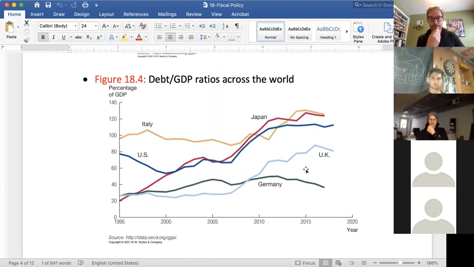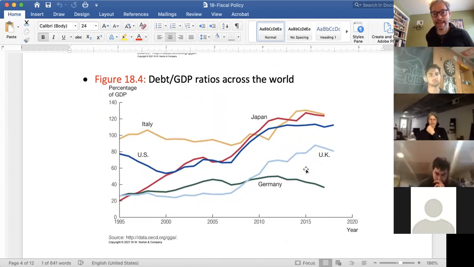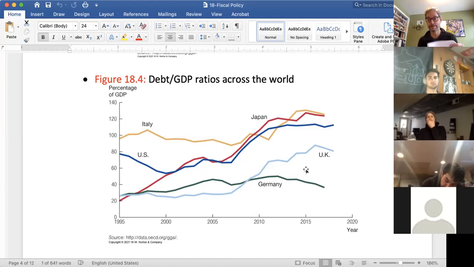If we look at our debt to GDP ratio, we see that the U.S. is not necessarily out of whack with many other countries. Of course, you have Germany that has a relatively low debt to GDP ratio. And then you have the U.K., which is lower than the U.S., then Italy, and then Japan. Japan right now has a debt to GDP ratio that's risen upwards of 200% of GDP. So one of the things we see is that rich countries actually do borrow quite a bit, so they have relatively high debt to GDP ratios. So the U.S. is not necessarily an outlier here.